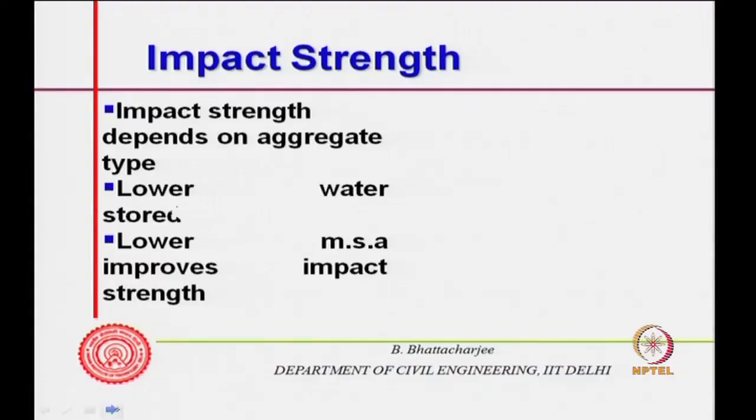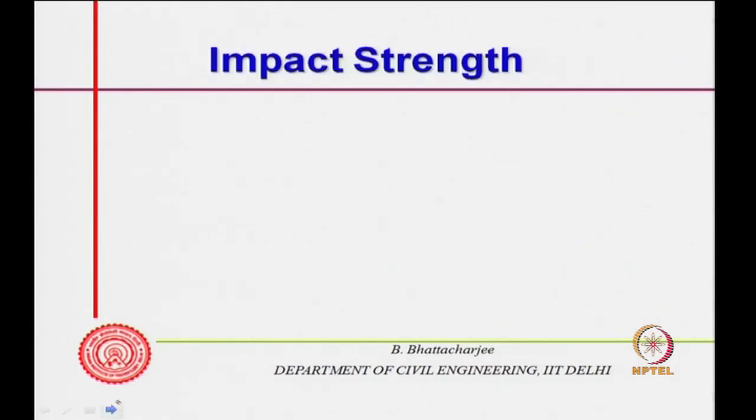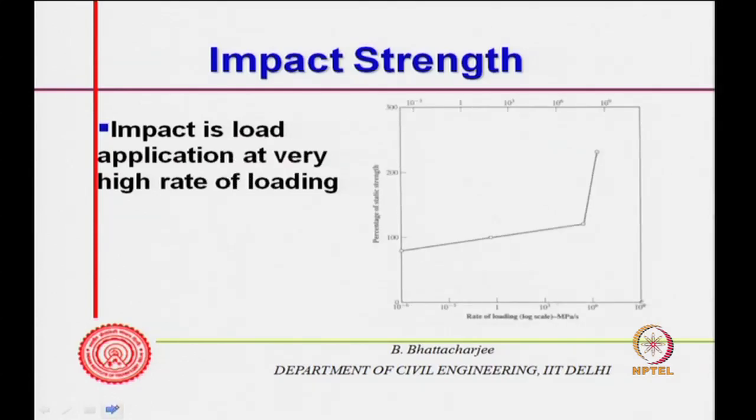Impact strength can again be related to compressive strength, and it depends strongly upon aggregate type. It is lower for concrete with a higher water content, and a lower maximum size of aggregate improves impact strength, and that is shown by this diagram for different types of aggregate. This is the number of impacts it can take, the way it is measured, depending upon compressive strength. So, both impact strength as well as abrasion are functions of compressive strength, and impact is loading at a very high rate, very fast. So, the rate of loading is very high, and impact is related to that.